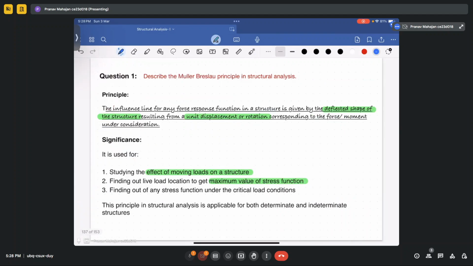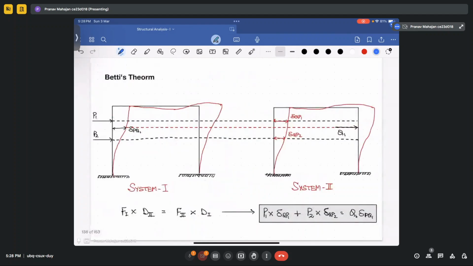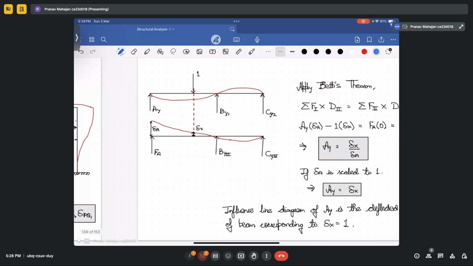Then we have described the Muller Breslau principle. What it says is that if you provide a unit displacement at any particular point, it will give you the deflected shape of the structure corresponding to the unit displacement or rotation provided to the particular member. So, on which theorem is it based? It is based upon Betti's theorem.